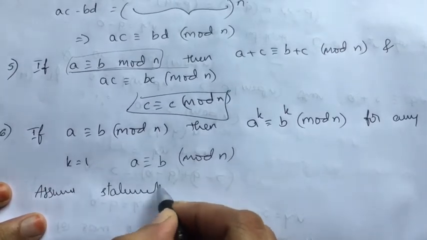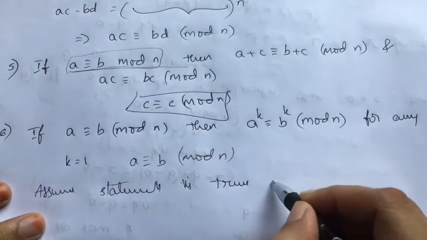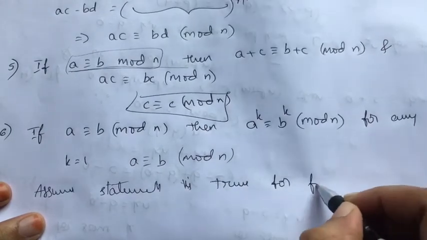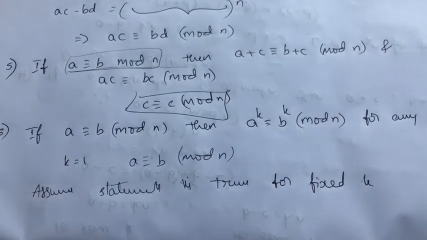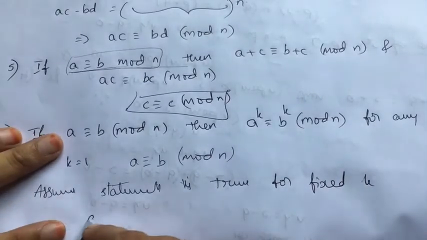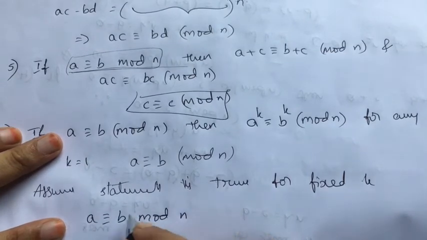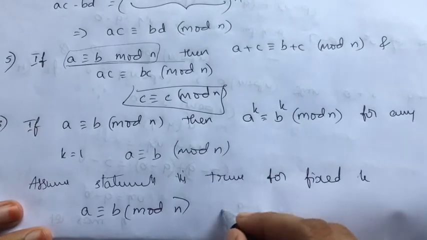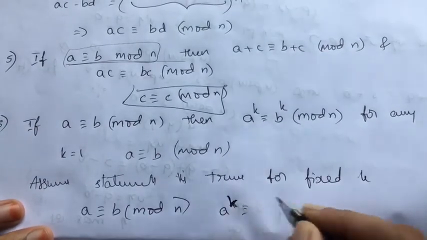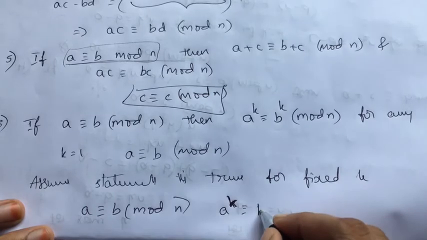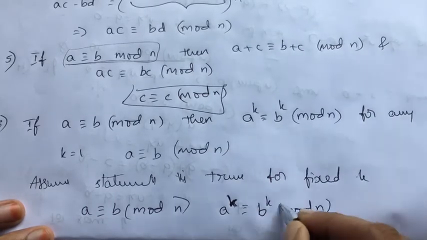Statement is true for fixed value of k. Now I'm just taking A is congruent to B mod n, and I'm taking A power k is congruent. I've assumed that it is true for k. So A power k is congruent to B power k mod n.